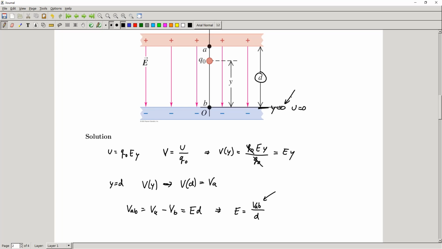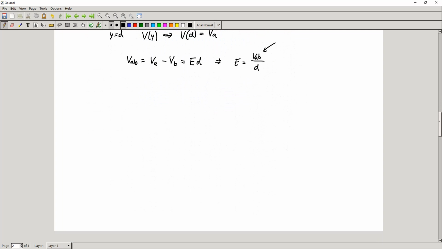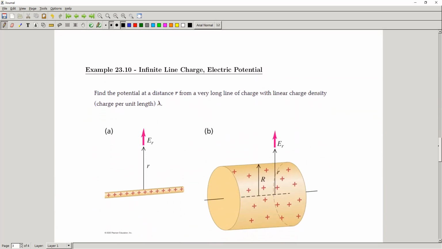Okay? Let's take a look at the third example that they look at in the chapter, and they have a little more detail, or a little more calculation, I should say, in this one.